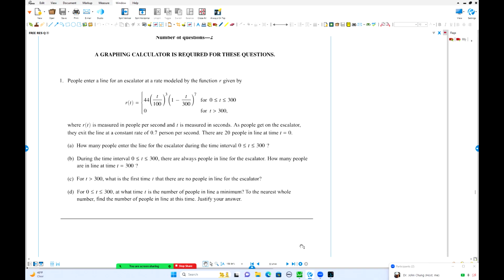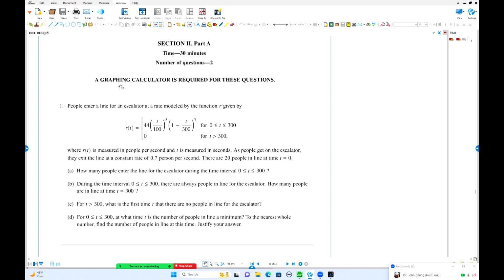All right, this is 2018 number one. A graphing calculator will be required. The first question, if I remember right, every first question always gives a rate. This rate is a kind of first derivative. Yeah, that's the rate of change.